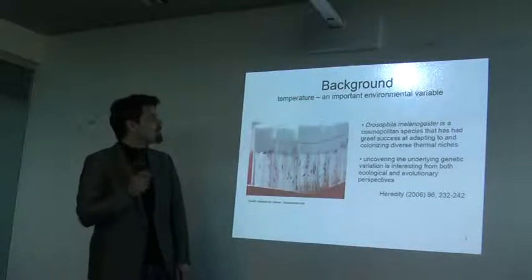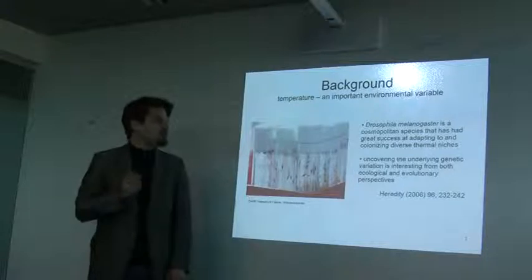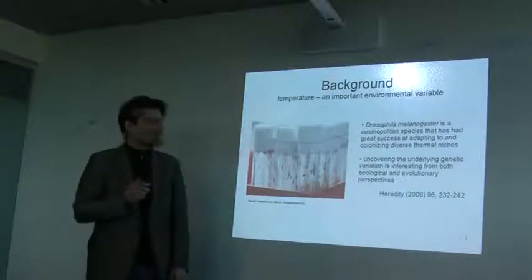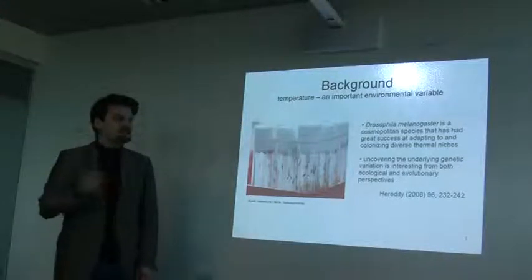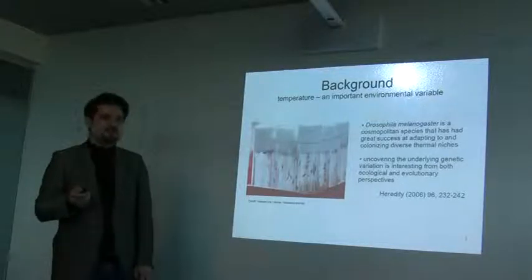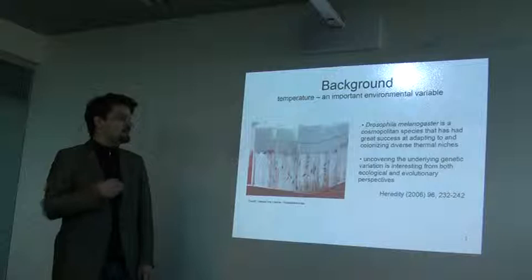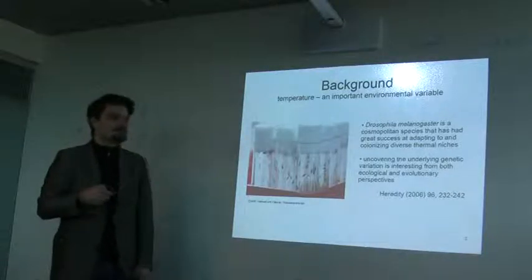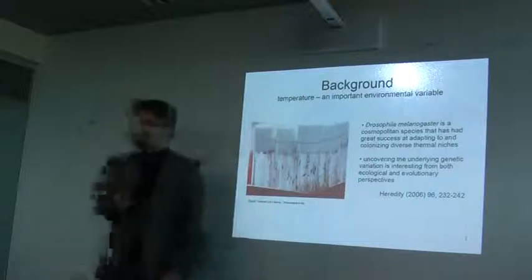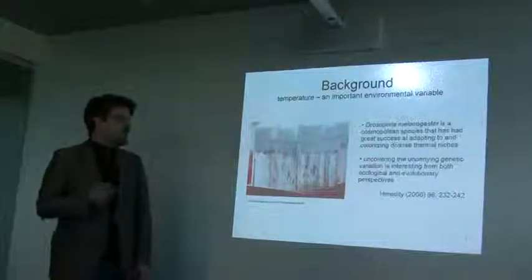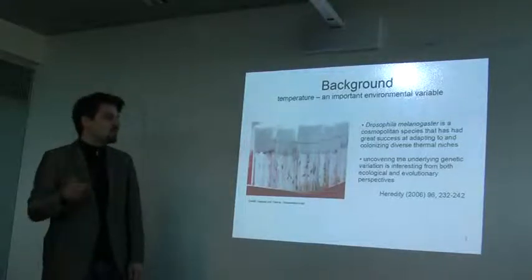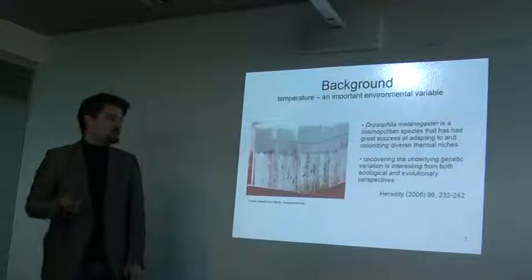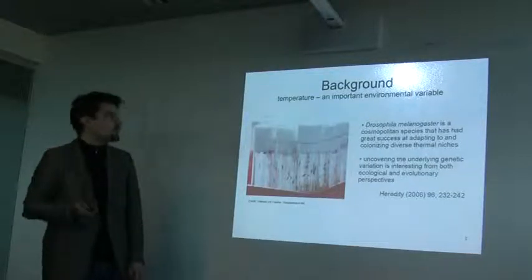So temperature is a very important environmental variable, and Drosophila melanogaster is a species that has done really well in adapting to diverse environmental conditions, and this includes very diverse thermal niches. It has a network of populations that are present on every continent, and there is huge genetic variation that underlies these thermal adaptations. So this has been studied extensively from both ecological and evolutionary perspectives.